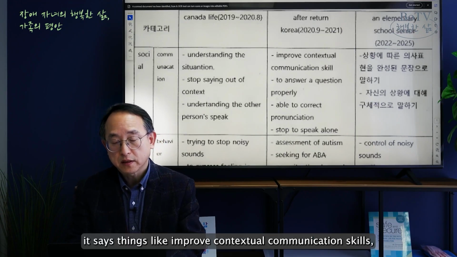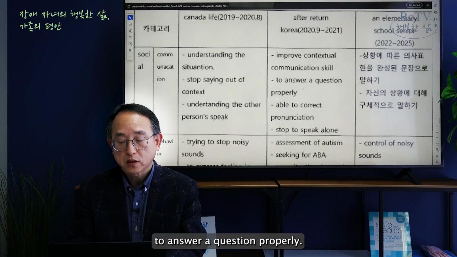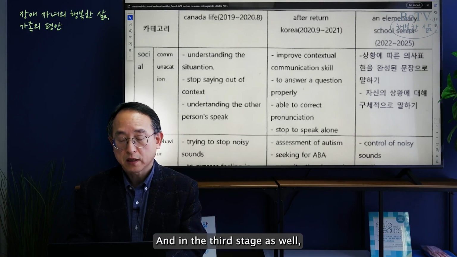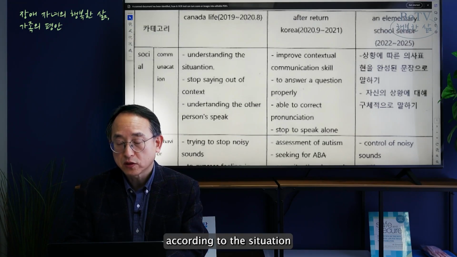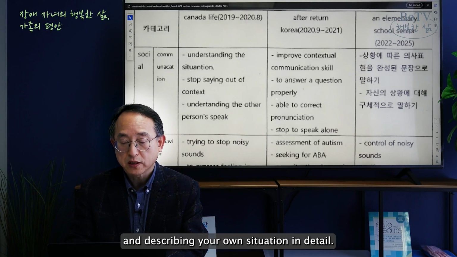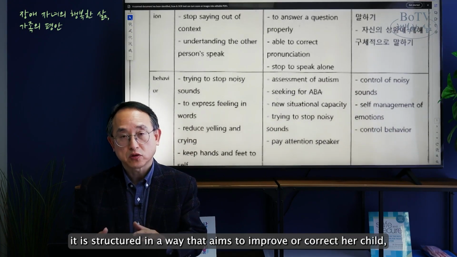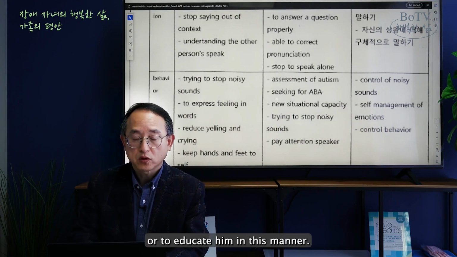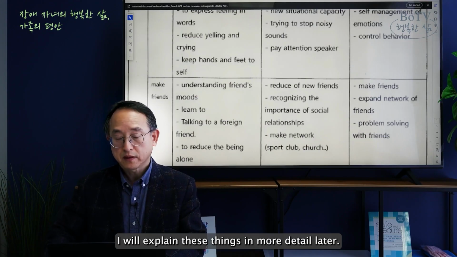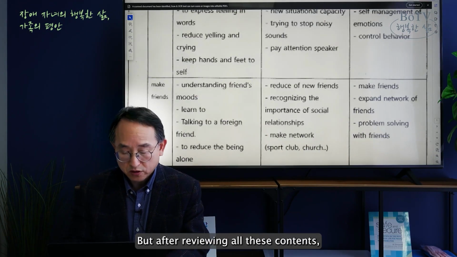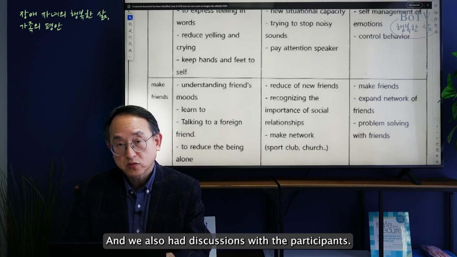Then in the second phase, it says things like improve contextual communication skills to answer a question properly. And in the third stage as well, it mentions expressing oneself in complete sentences according to the situation and describing your own situation in detail. As you can see from these contents, in every area it is structured in a way that aims to improve or correct your child or to educate them in this manner. I will explain these things in more detail later, but after reviewing all these contents, I give comments to everyone who attended, and we also have discussions with the participants.